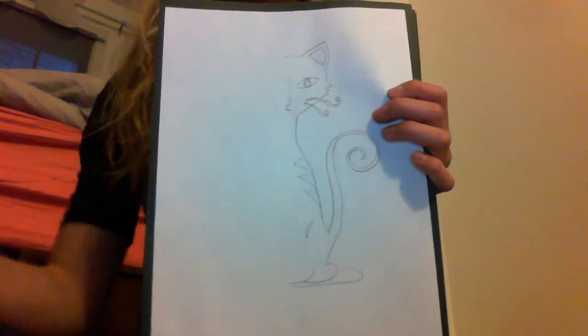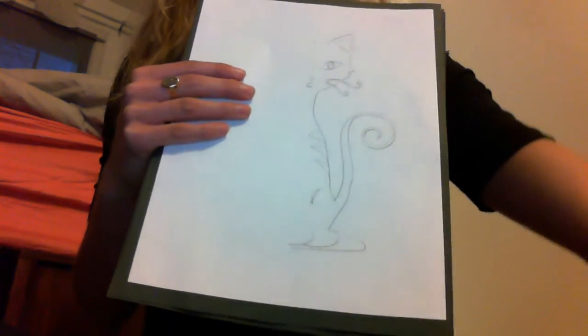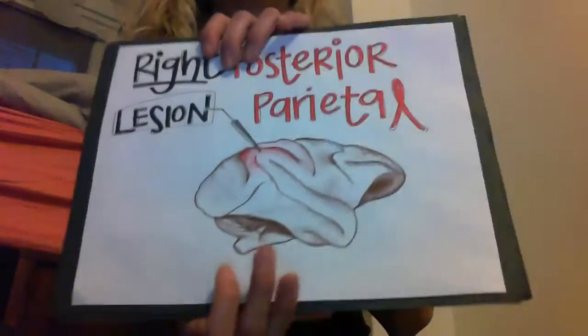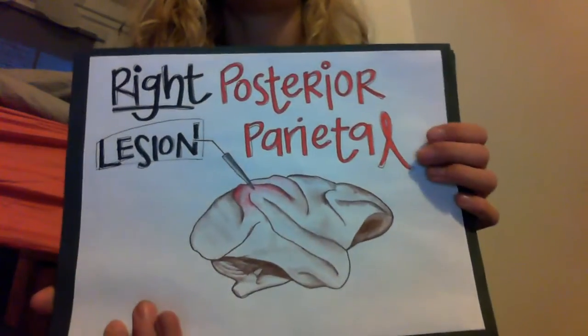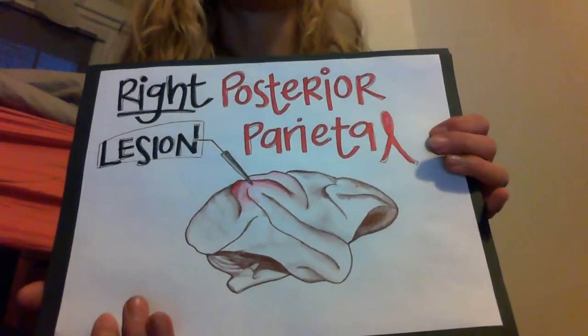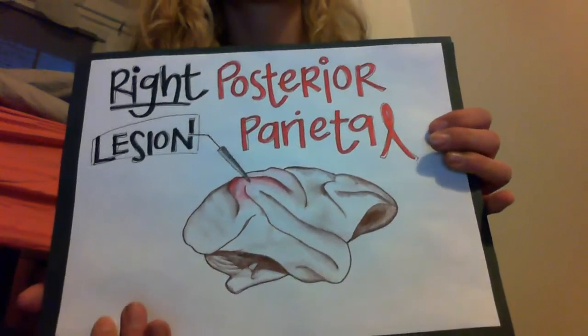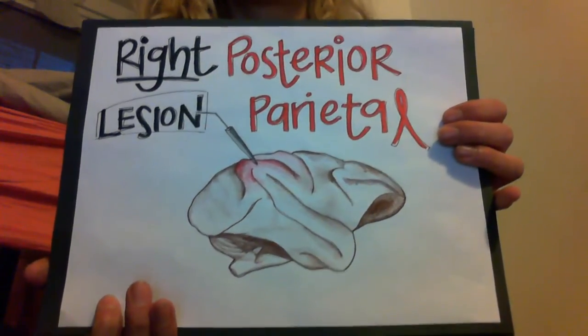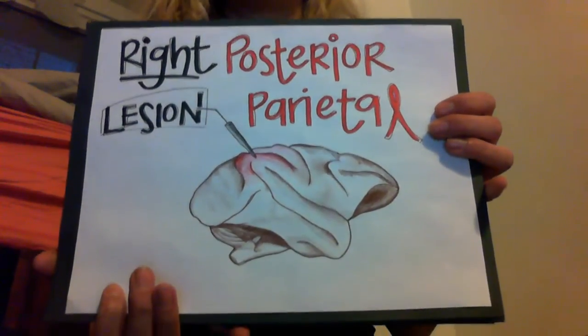So neglect is caused by a right lesion of the posterior parietal cortex, and thus involves brain processes involved in attention, and unlike hemianopia, has nothing to do with your eyes. The eyes are just slaves to the attention system.